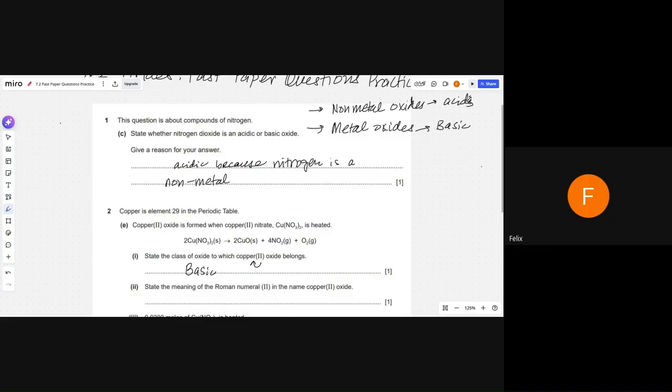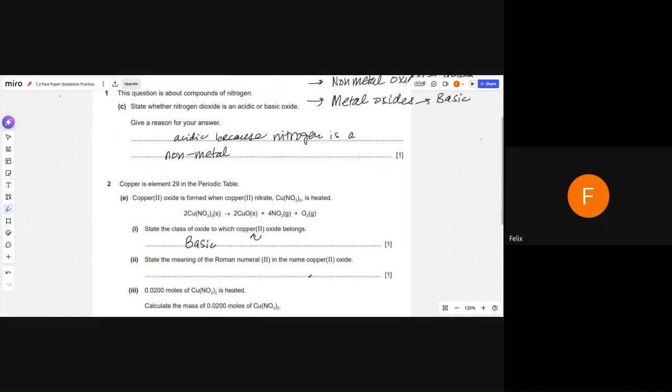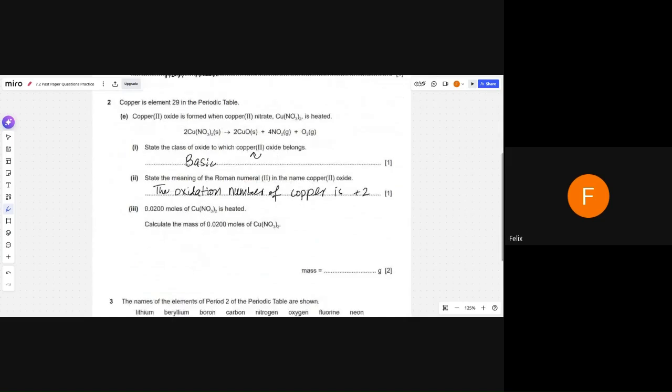State the meaning of the Roman numeral II in the name copper(II) oxide. So this is the oxidation number. We have covered this lesson in our previous topics, on redox, so you should go watch that lesson. The answer will be the oxidation number of copper is +2.